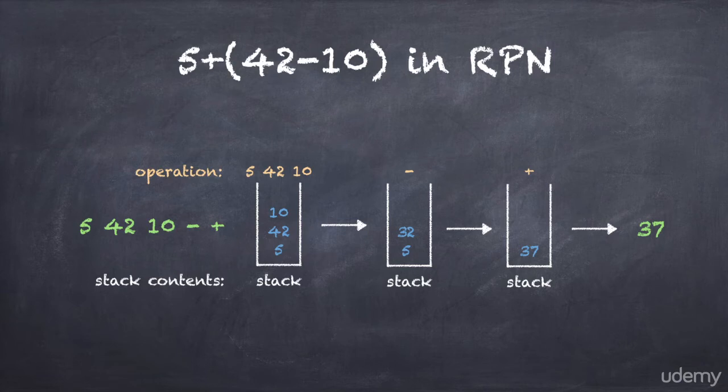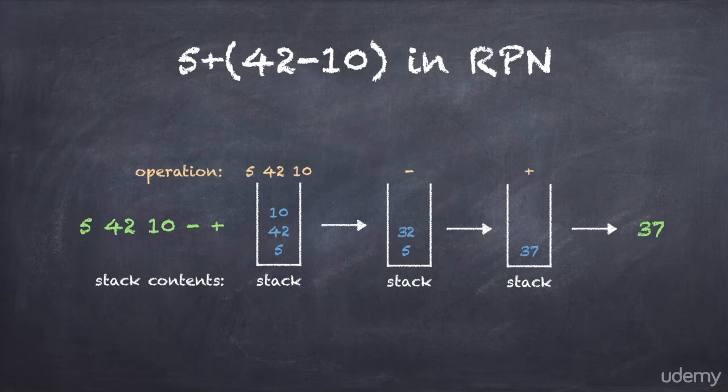Next is the minus operator, which simply takes the two topmost numbers on the stack, subtracts them, and pushes the results back on the stack. So in this case, the operator subtracts 10 from 42 and pushes the number 32 back on the stack. Finally, the plus operator takes the two topmost numbers on the stack, which are now 5 and 32, and adds them together. So the final result is 37.